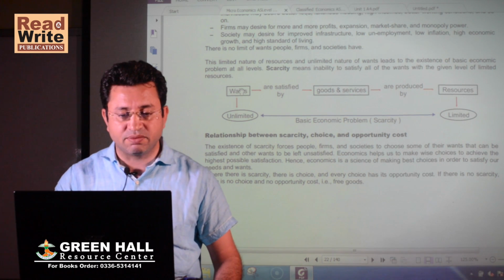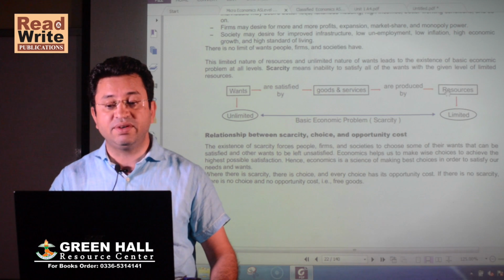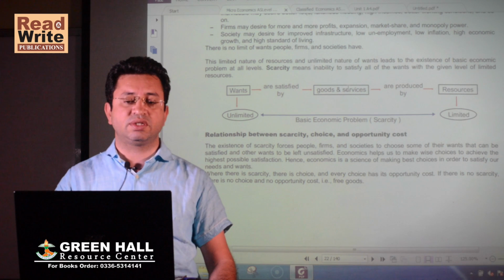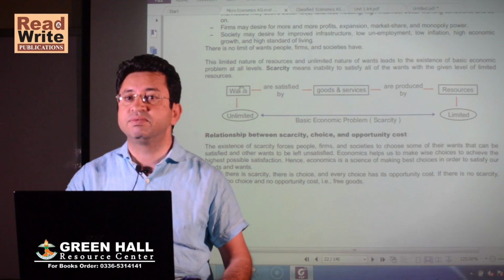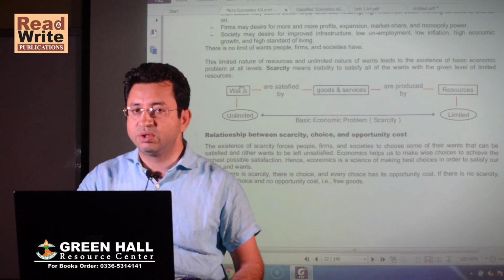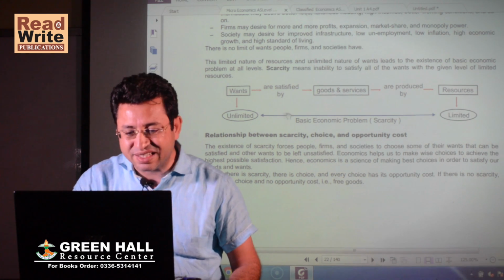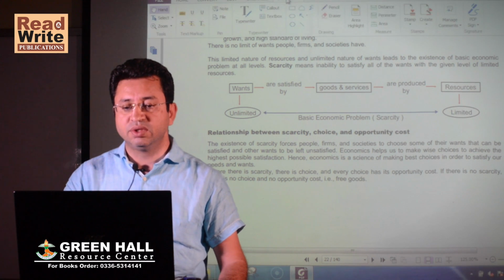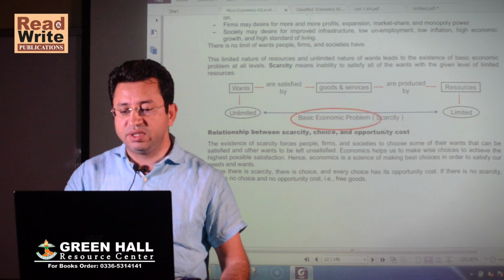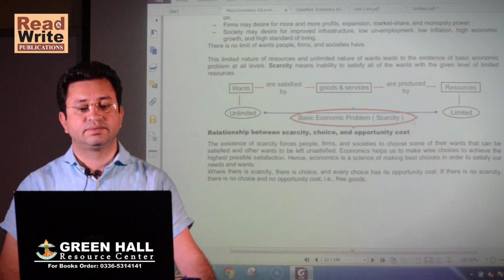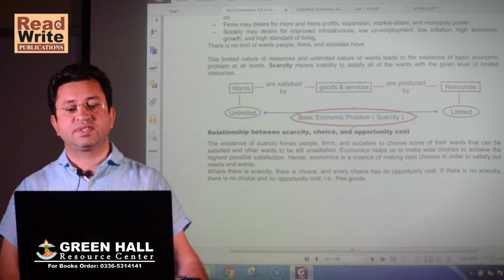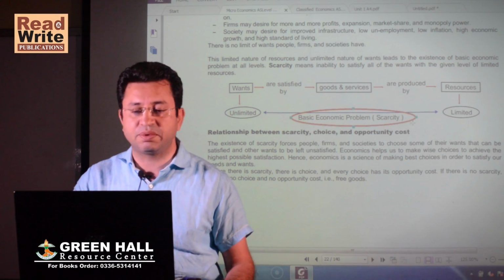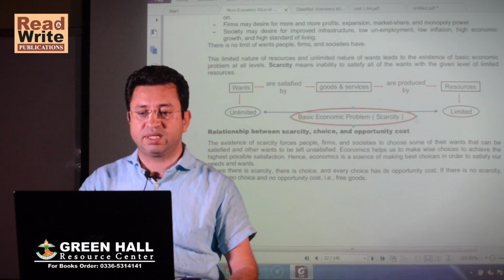Now, if we have unlimited wants, and if we have limited resources, then we can produce limited goods and services. And if we can produce limited goods and services, then we can have limited wants to be satisfied. So not all wants will be satisfied. This thing we call the basic economic problem, and that would actually be the study of economics. Studying the problem of scarcity, or studying the basic economic problem, is actually economics.